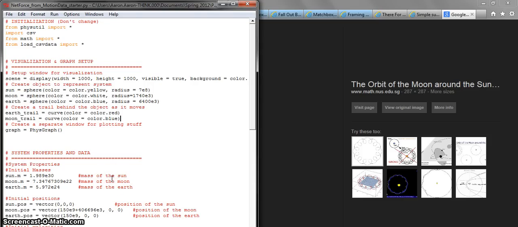So I created my own VPython model. I set up the scene and created the sun, the moon, and the earth. In order to follow both the motion of the earth and the motion of the moon, I created two trails.